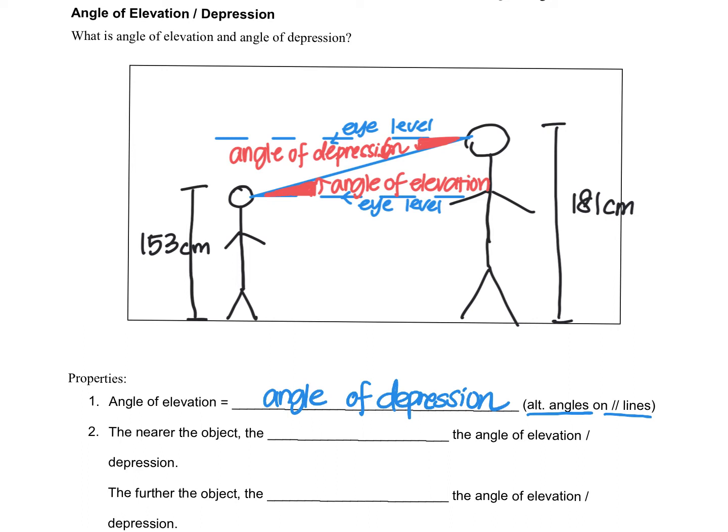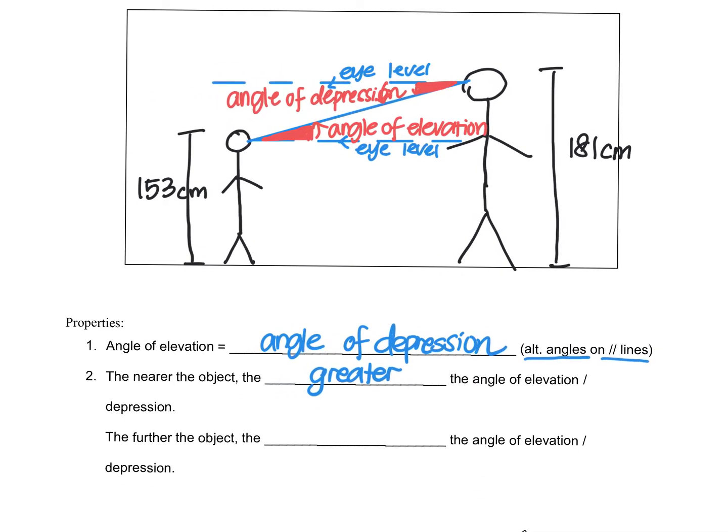Next thing, if he stands nearer to me, then my line of sight, I need to turn higher, correct or not? So the nearer the object, the greater the angle of elevation or angle of depression. So this thing actually links to our topic for trigonometry. When I have something that is nearest to me, technically speaking, I'm going to look at the shortest distance.